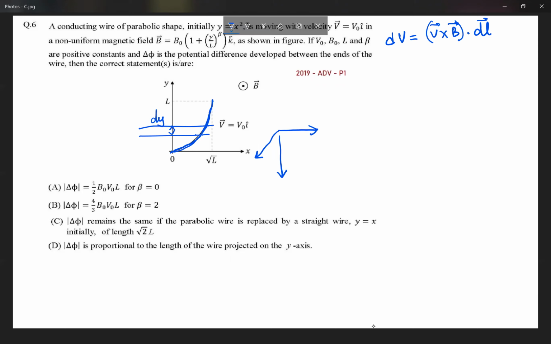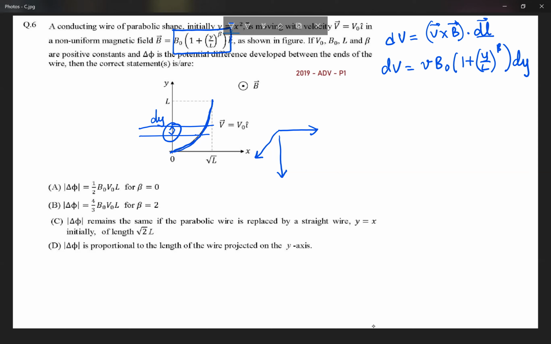So if you write the EMF, dV will be equal to V multiplied by B, but B is a variable value over here. So we write B0 into 1 plus y by L whole to the power beta multiplied by dl, and dl is the projection of the length on the y-axis, so we write multiplied by dy.